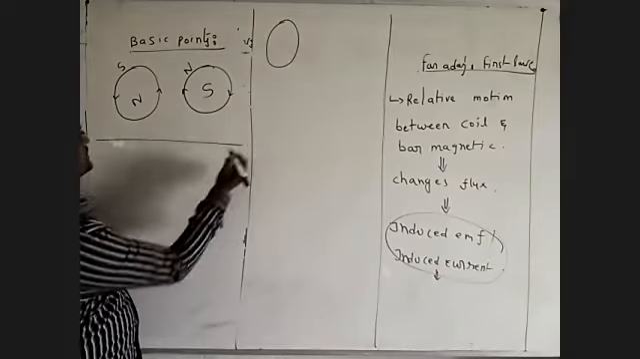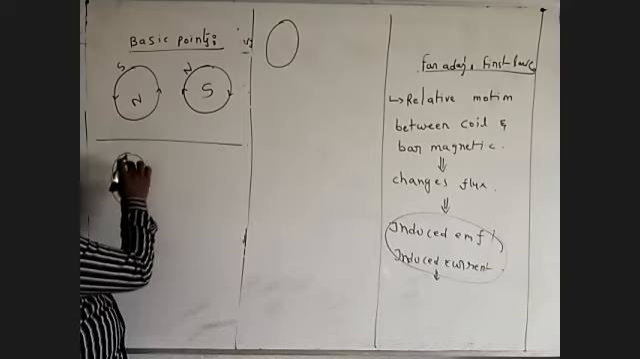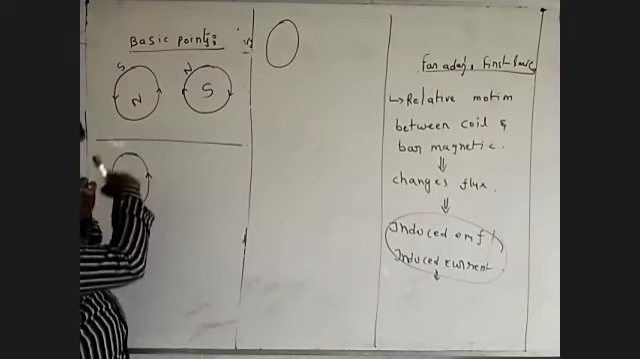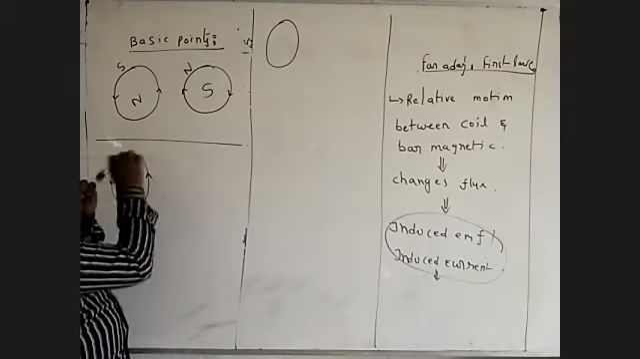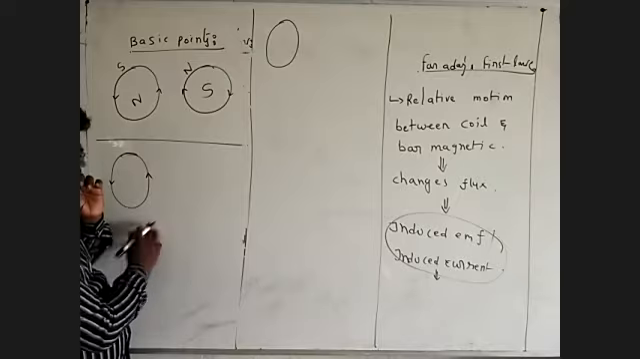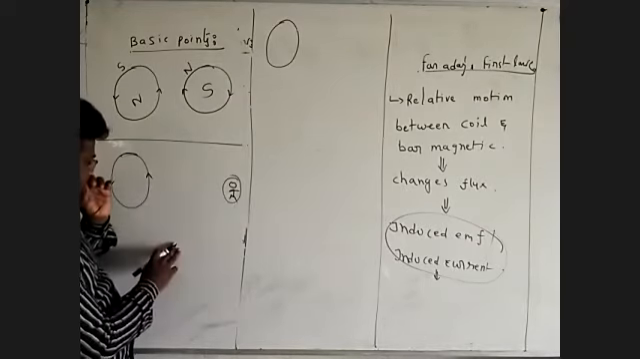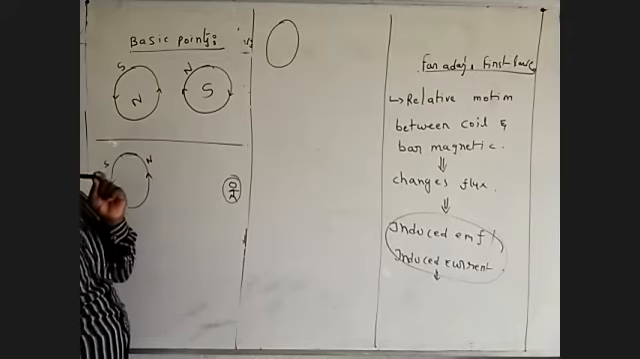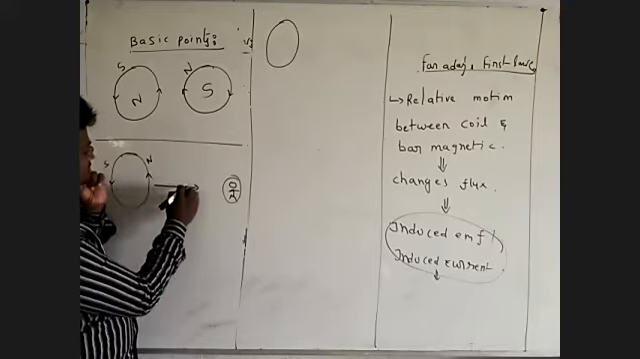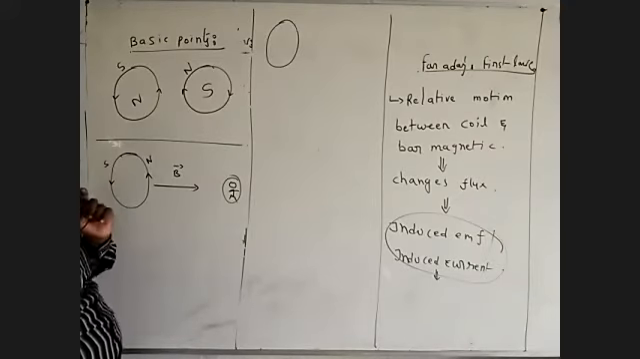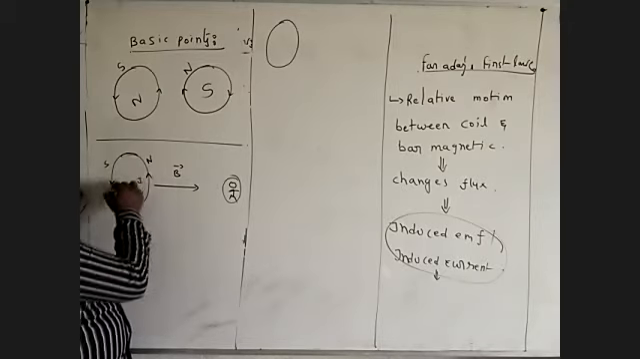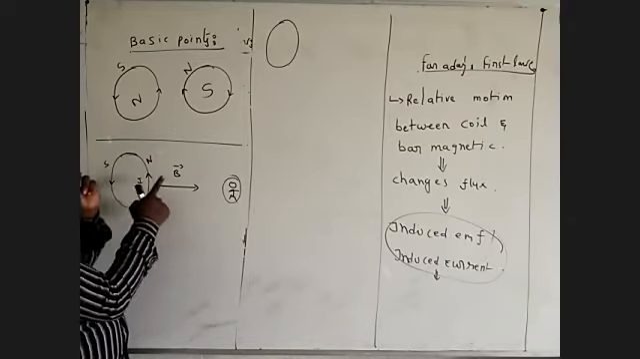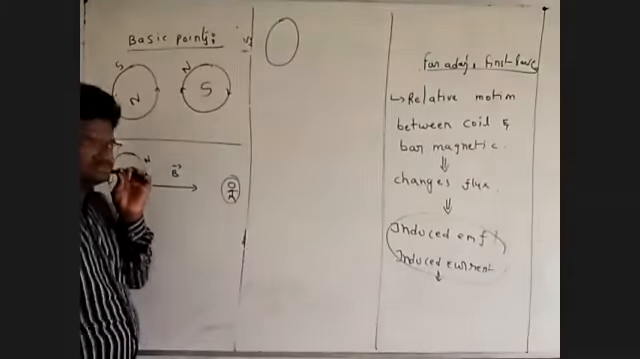End rule. Next, another basic point. This is a ring. This ring carries current in an anti-clockwise direction. Suppose this is one observer standing here. The front ring acts as a north pole, the back ring acts as a south pole. Direction of magnetic field is towards the observer. Keep it in mind. This is one basic point.